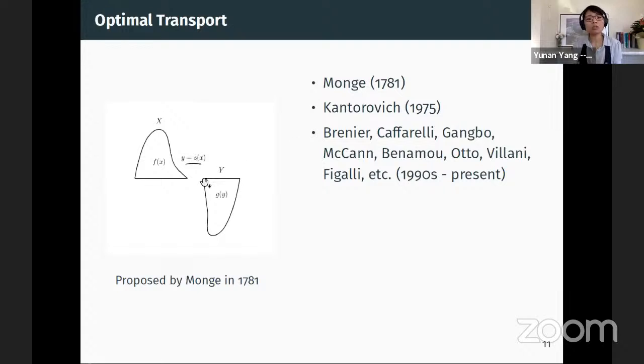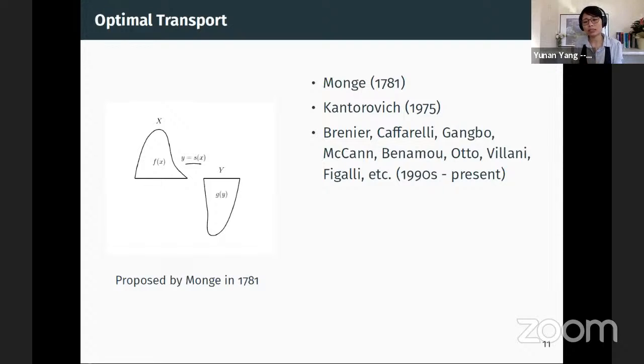If I do not search for a function but for a plan, it means I allow the mass at position X to map to both Y1 and Y2. So we violate the requirement for a function, but we gain something: we relax the problem. And he formulated it as a linear problem, so it can be solved numerically by linear programming. He pushed it into economics and also earned himself the Nobel Prize in economics in 1975.